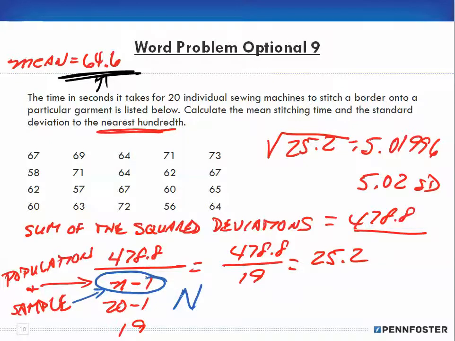Notice the hint, the mnemonic here. A capital N for population because it's bigger. A small n for sample because it's smaller. So n minus 1 for a sample. Now I realize that wasn't covered in this chapter, and that's fine. But this is just a heads up for you when you end up in business statistics.